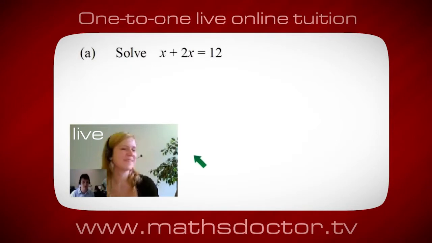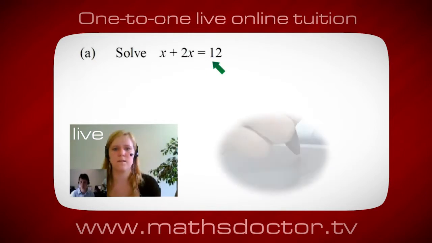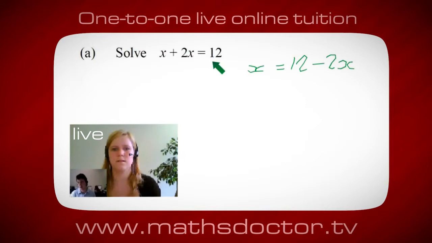So let's have a look at this one. Solve x plus 2x equals 12. What do you think you do first? Okay, well, I want x on its own, so I would put x equals 12 minus 2x. A lot of the time we want to get x by itself, but what we want to do first is get all of these x's together. Can you see anything we can do with this? Get all these together in one place.